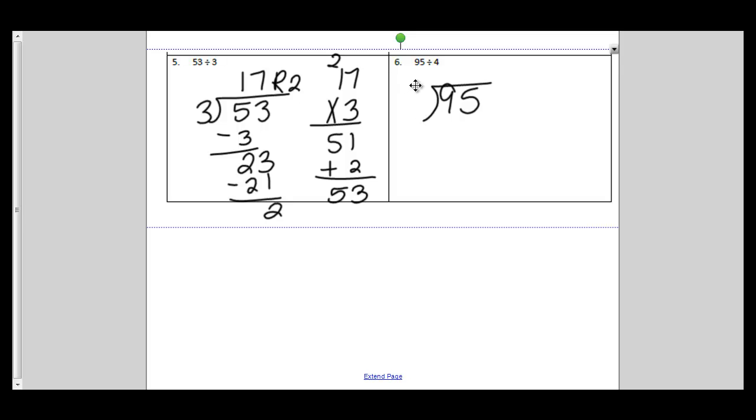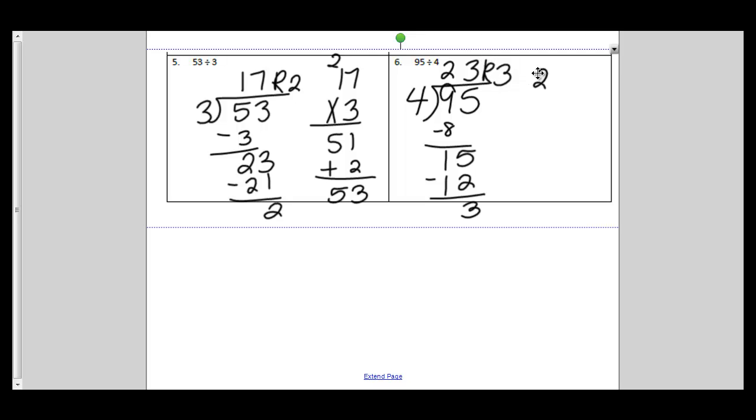95 divided by 4. So 4 goes into 9 2 times, because 2 times 4 is 8. That's going to leave a remainder of 1. I'm going to add this 1 ten to 5 ones. That gives me 15. So 3 times 4 is 12. That's as close as I can get without going over. So I have 23, remainder 3.